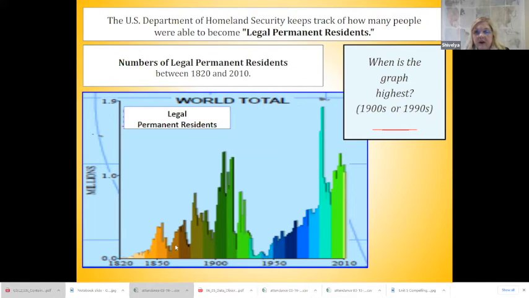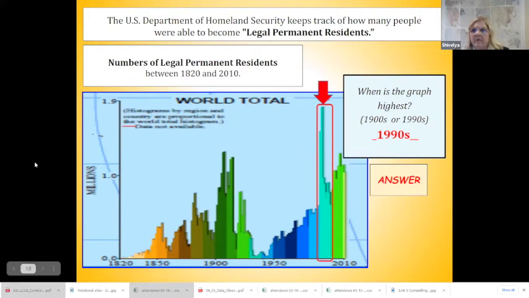Why did it go up? Why did it go down? What was happening here where we saw a very limited number? And this was the 1990s.